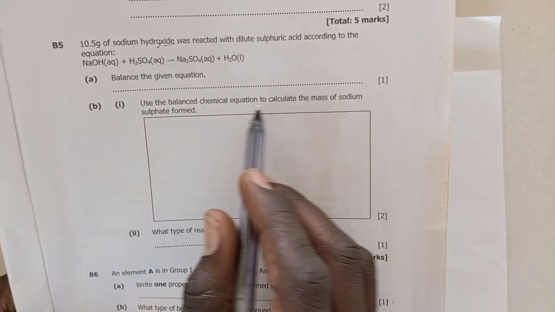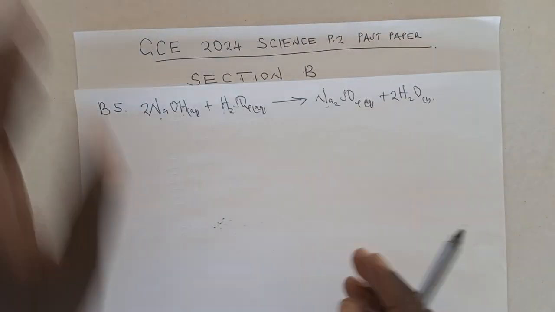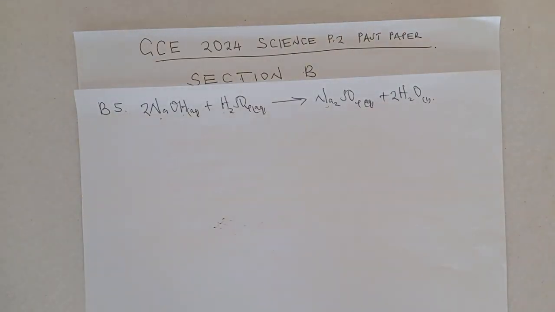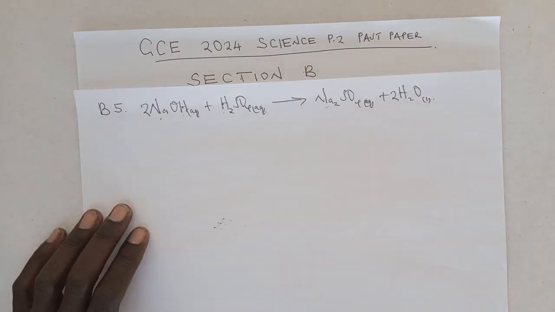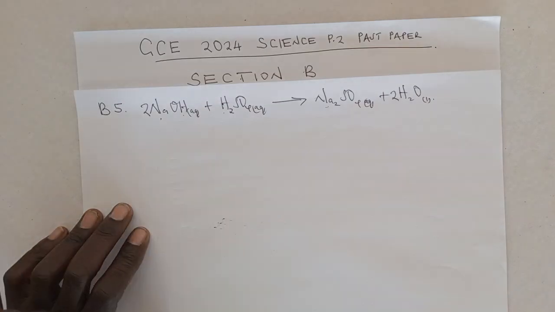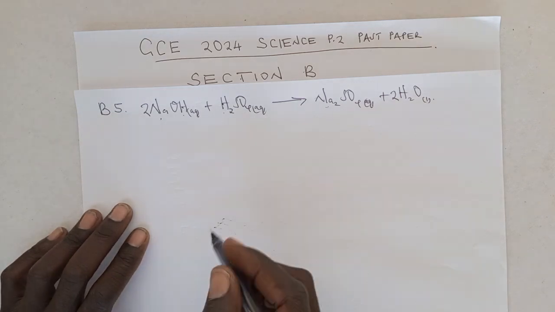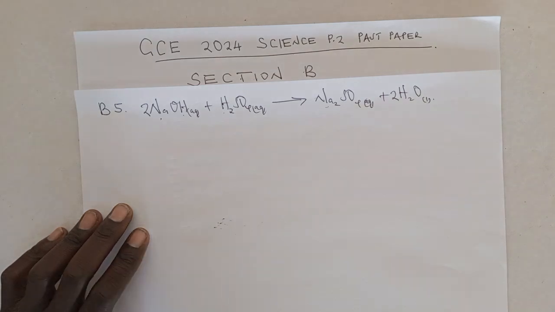Use the balanced chemical equation to calculate the mass of sodium sulfate. So in one of the previous videos, I did an explanation that when you read a question saying use the balanced chemical equation, it simply means the coefficients have to play a role in this process of finding the mass. So we are told to calculate the mass of sodium sulfate.